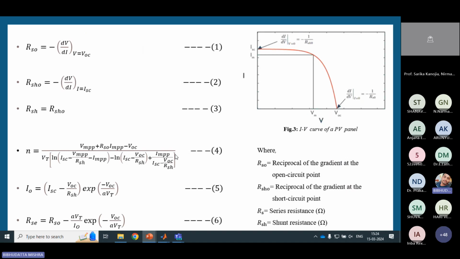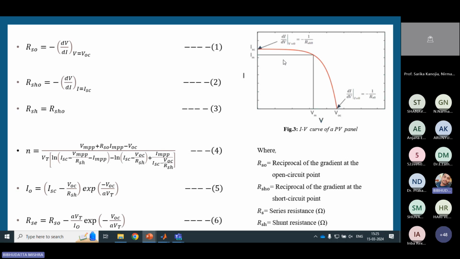How can we calculate those parameters from the PV curve itself? We can notice from the VI curve of the solar panel that at ISC, that is at I equal to ISC, we can have a slope of the curve, dI by dV, when V equal to 0 or short circuit condition, and it is denoted by the negative of the reciprocal of RSS naught, where RSS naught is the reciprocal of the gradient at the short circuit point.